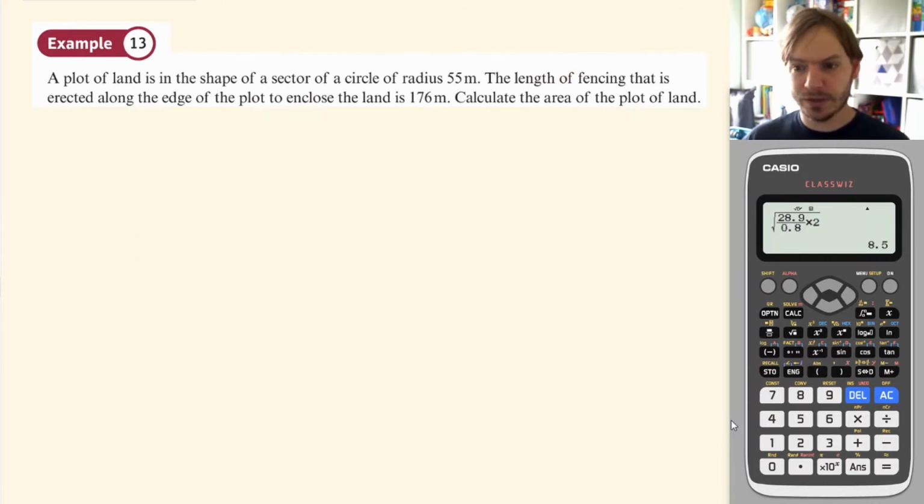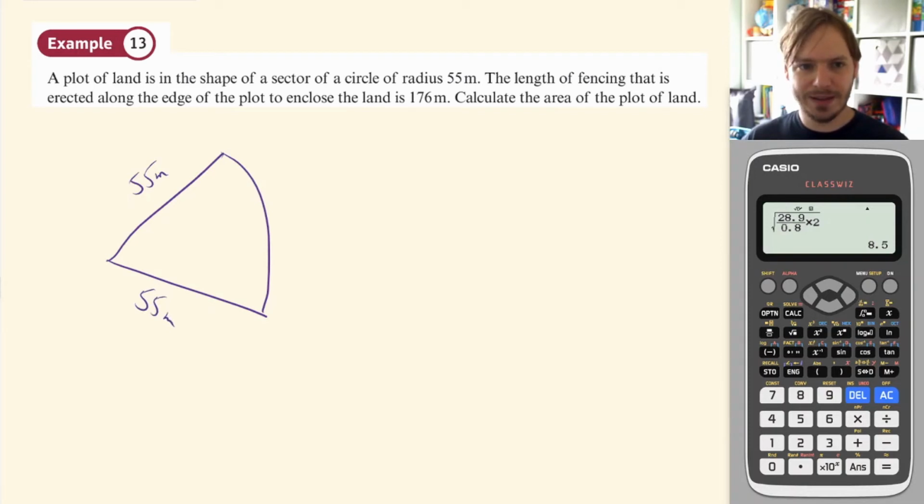Example 13 is a little bit tougher. There's a little bit more involved in this, and this is closer to what you might see in an exam style question. I've got a plot of land in the shape of a sector, so let's just first start by sketching that out. I've got a sector here. The radius is 55 meters, and the length of fencing, so I'm just going to make a little note to myself, fencing around the edge is the same thing as perimeter, enclosing the land is 176 meters. Calculate the area of the plot of land.